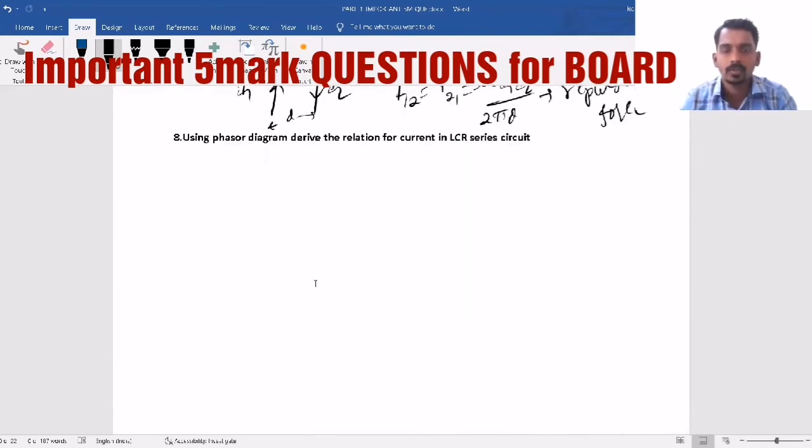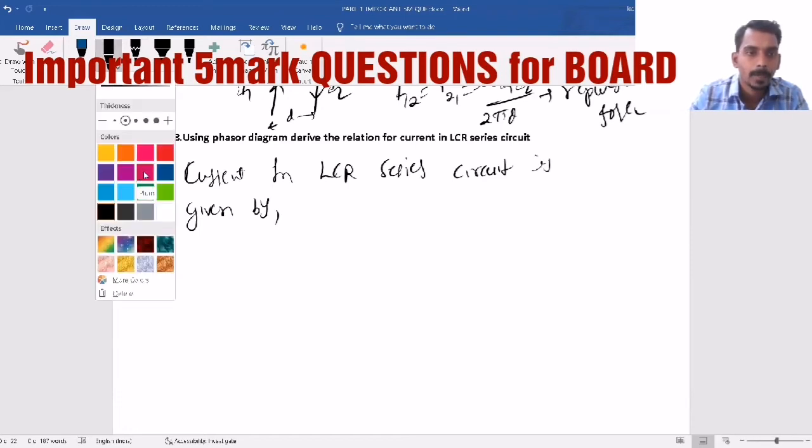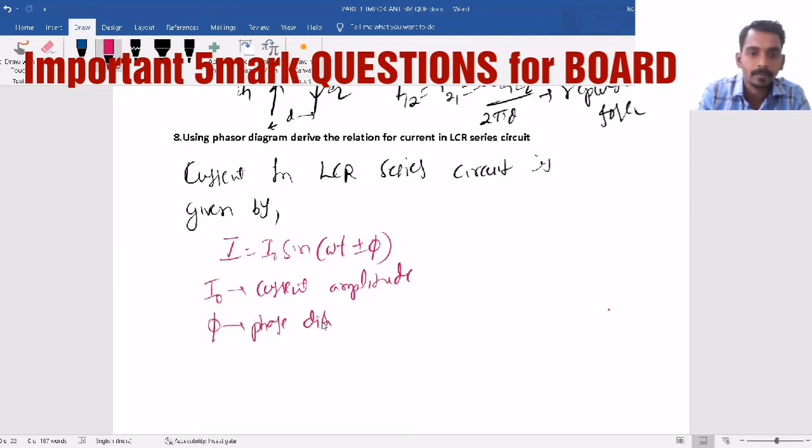Now, the next question is the eighth question. That is, using a phasor diagram, derive the relation for current in an LCR series circuit. Now, current in an LCR series circuit is given by I equal to I naught sin of omega t plus or minus phi, where I naught is the current amplitude and phi is the phase difference between EMF and current, or voltage and current.